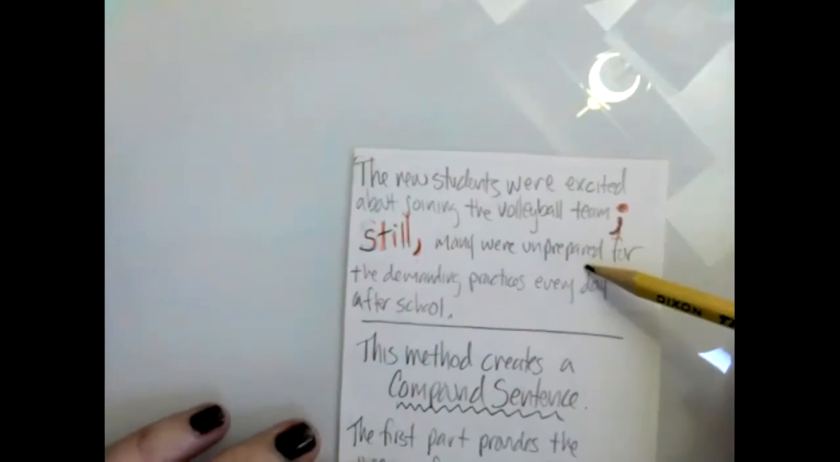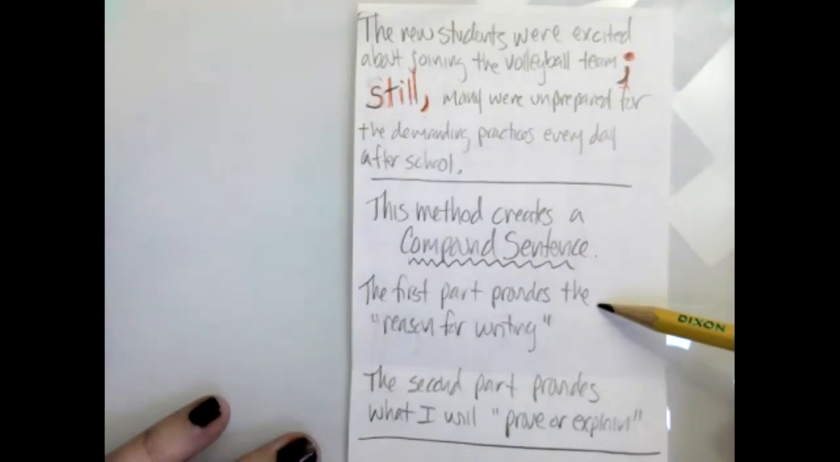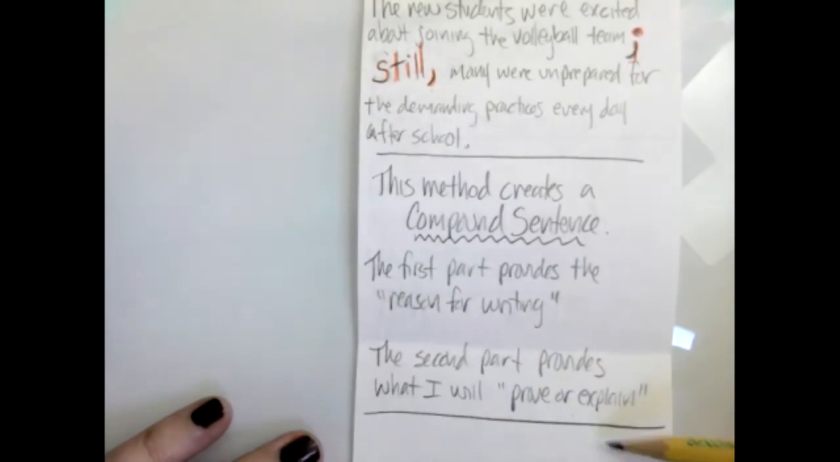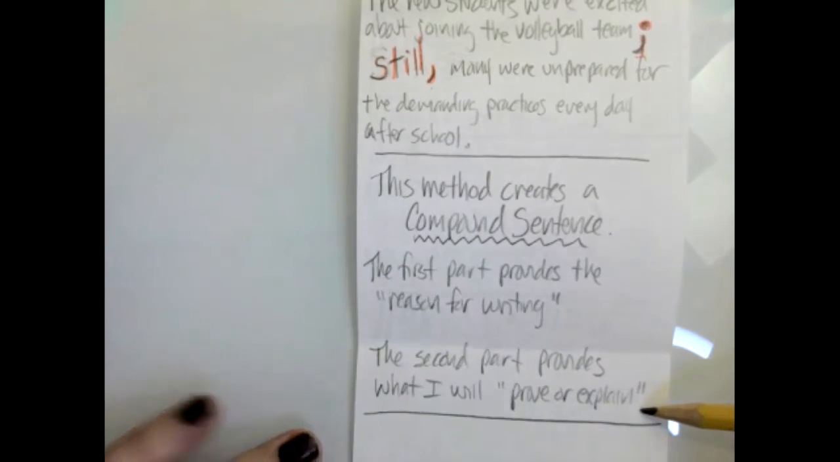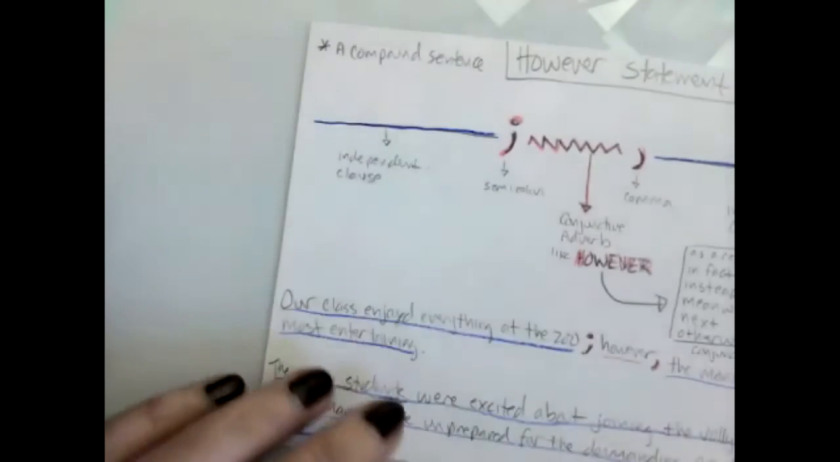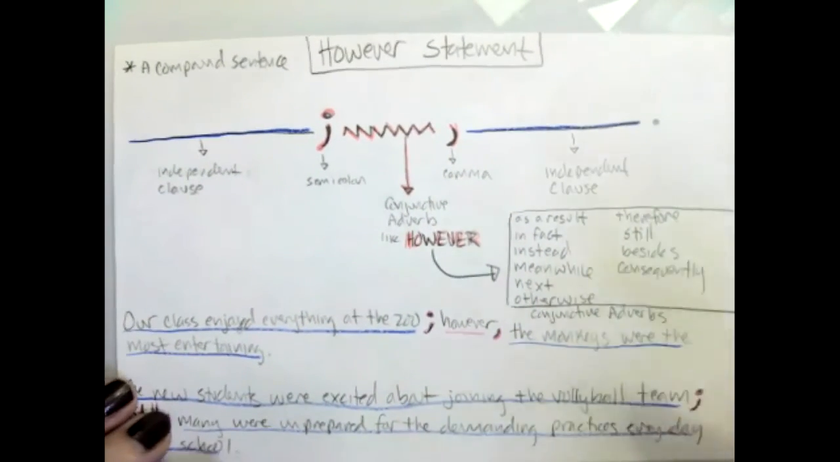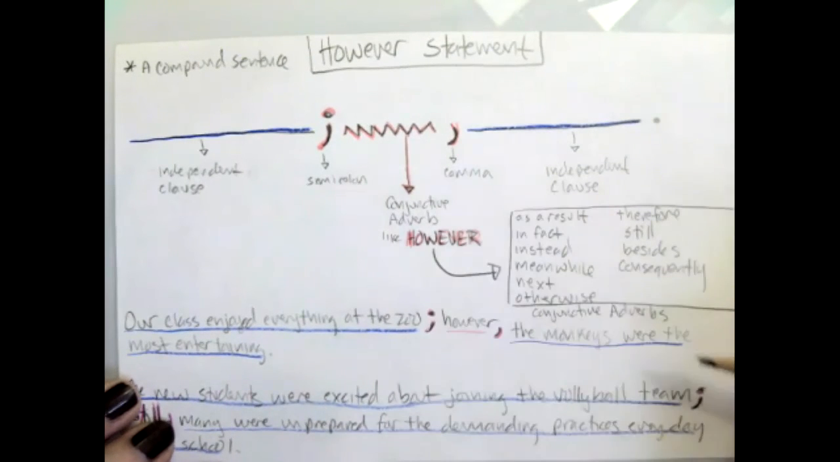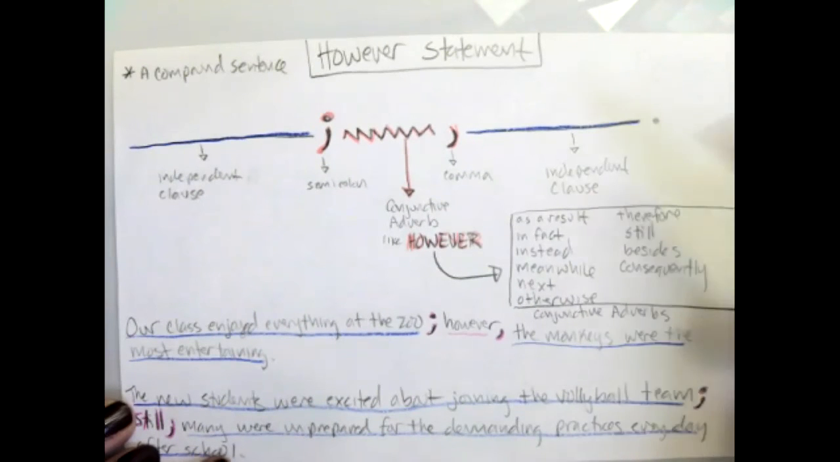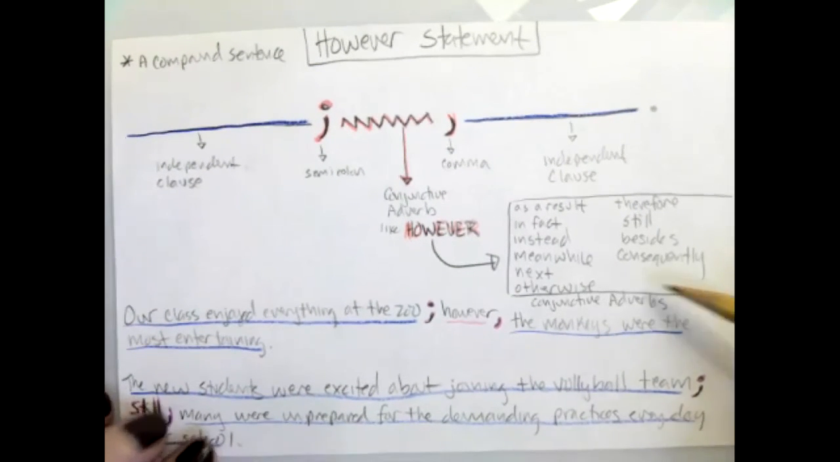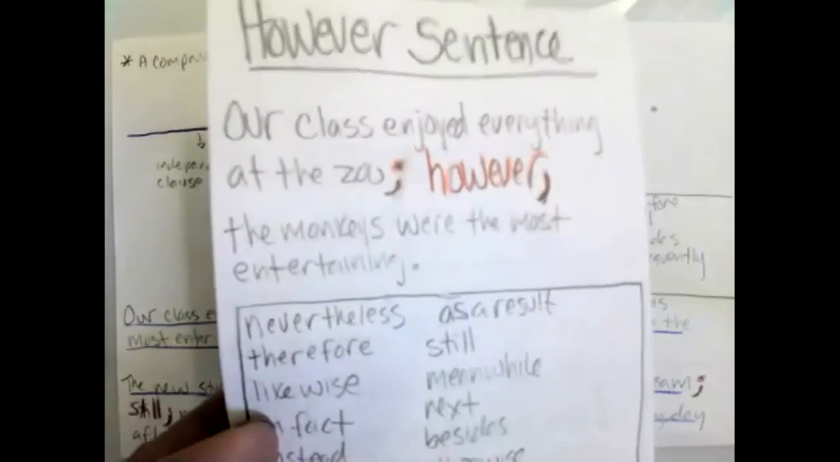Here's another example. So this creates a compound sentence. The first part provides the reason for writing. The second part provides what I will prove or explain. Then you would have them come up with another one. Here's another way to do this that requires stretching it out because it's quite a bit to write, but this would be on a wider strip of paper maybe. And maybe on some of these, you just do a wider strip of paper because you just need to stretch things out more. These are longer sentences and there's more to identify. So if you want to just take a look at the difference in here versus here.